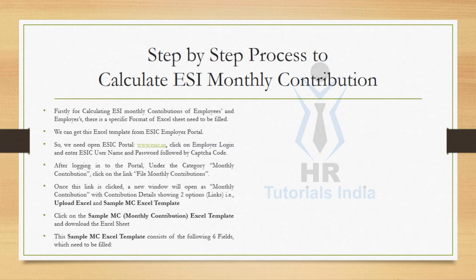This sample monthly contribution Excel template consists of the following 6 fields which need to be filled, that is insurance person number or IP number, IP name, number of days wages paid, total monthly wages, reason code for 0 working, and finally the last working day.